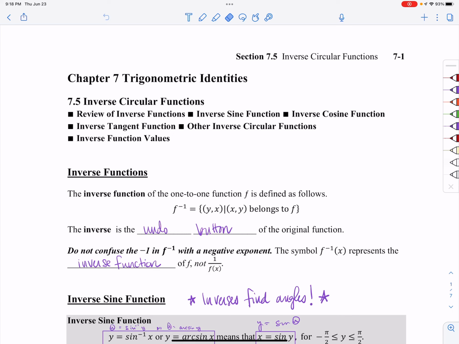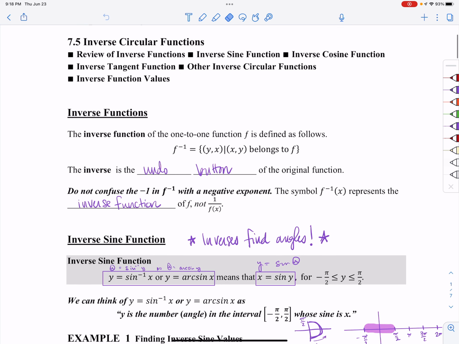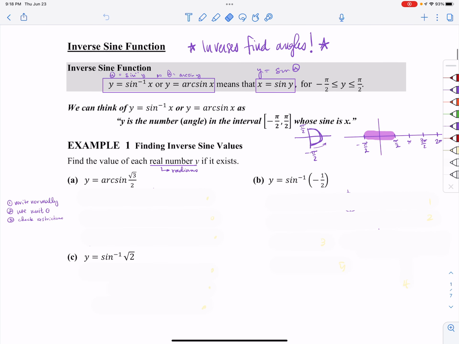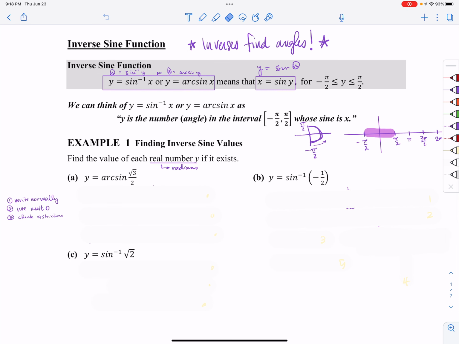Hey folks, so this is going to be the example video in section 7.5. In the last section we talked about the restrictions. If you didn't watch that, go back and rewatch that so that you'll understand what we're doing for the examples. All right, so let's take a look at example number 1 where we're only dealing with the inverse sine function.